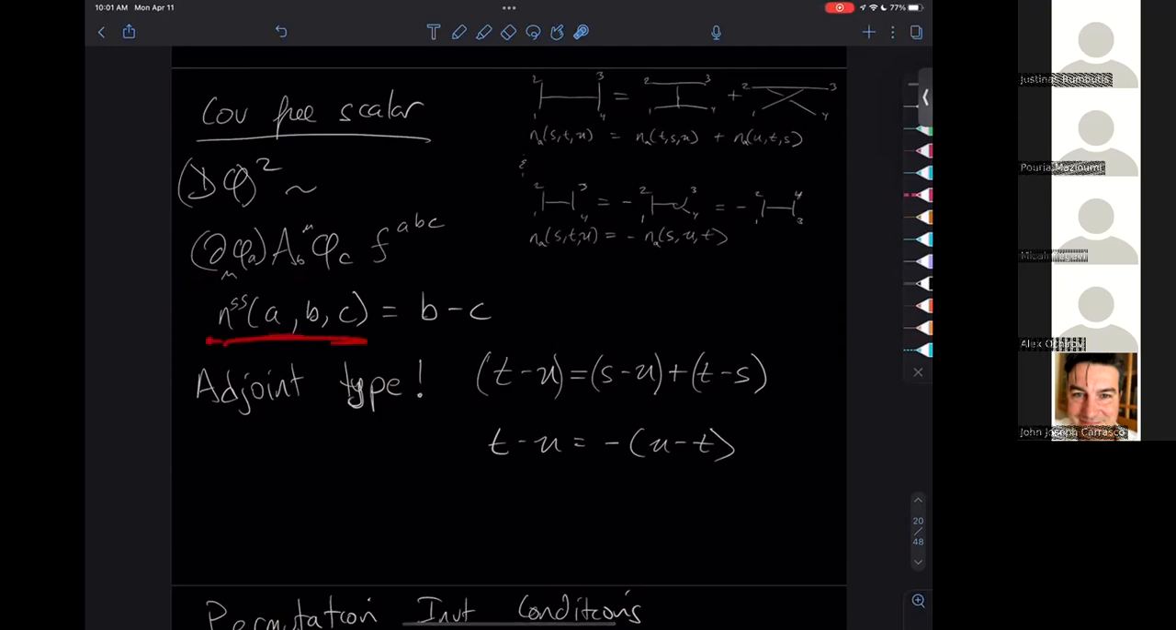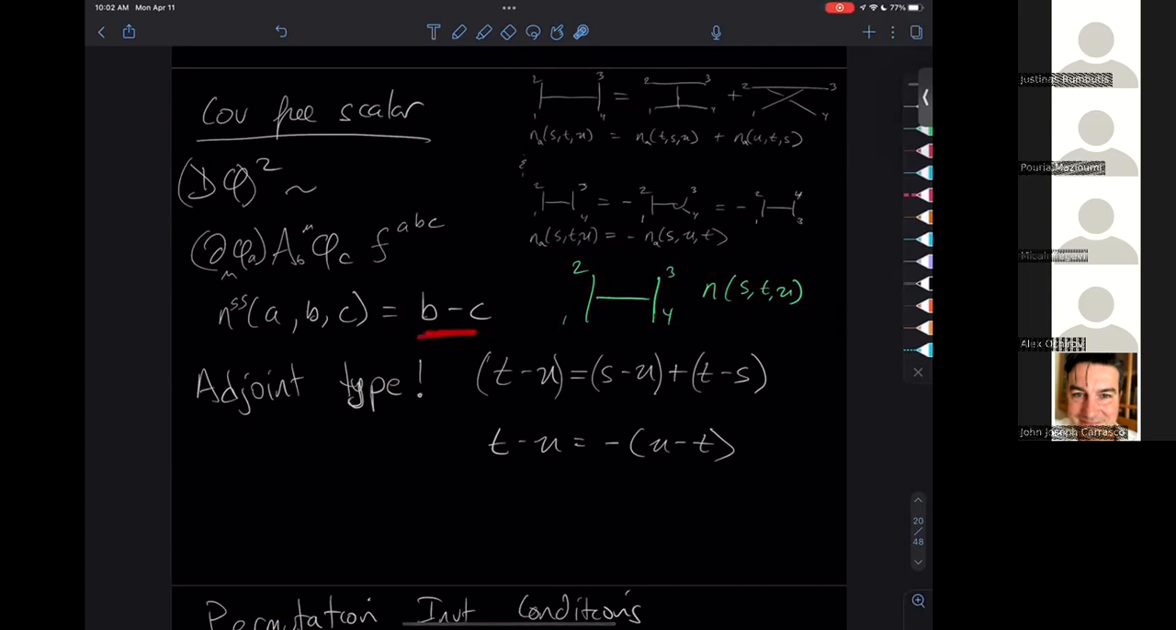And of course there is. For this simple scalar, the mapping for a graph like this, one, two, three, four, right, is going to be N, S, T, U, right? And so the mapping is going to be T minus U. And we can see that this does in fact satisfy Jacobi and anti-symmetry quite simply.